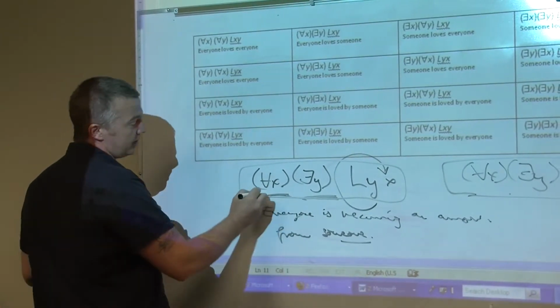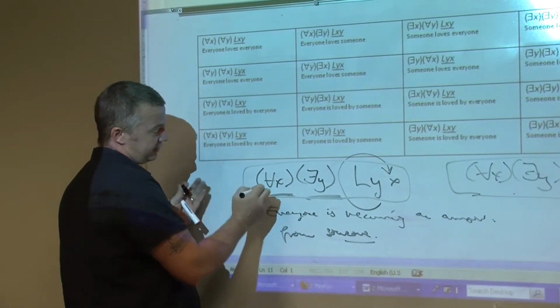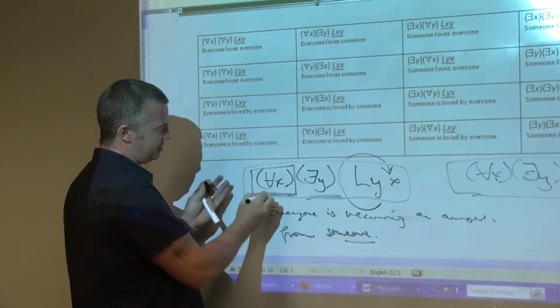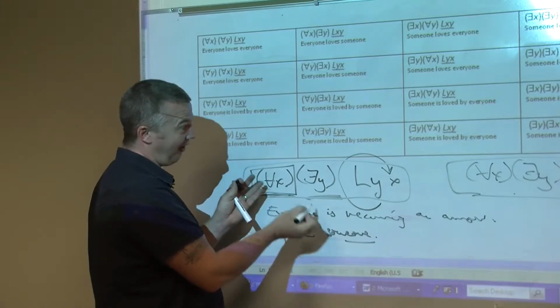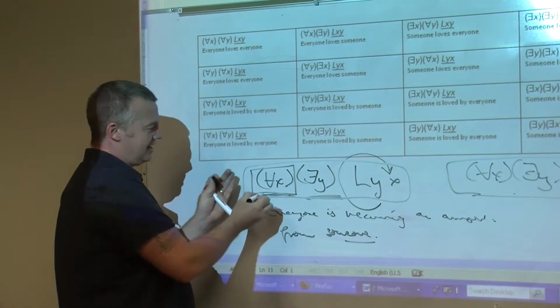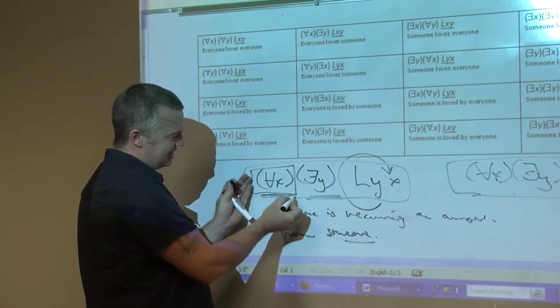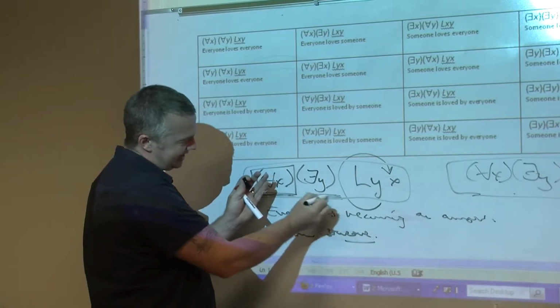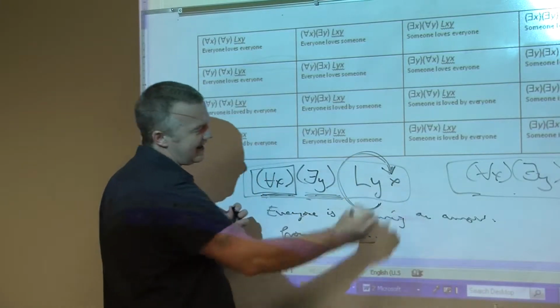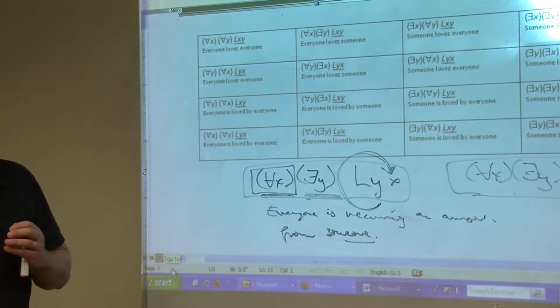Okay, so we're reading it this way. We're going from left to right. So here's the person we're talking about. Who's the person we're talking about? Well, the person we're talking about is all the people in the universe of discourse, or all the things in the universe of discourse. So everything is such that there is something such that that something sends the arrow of love to everything.